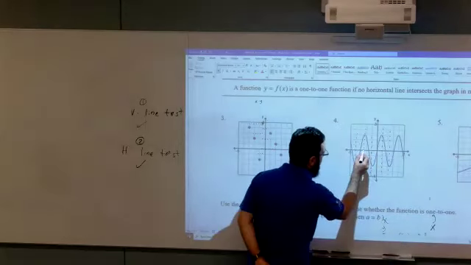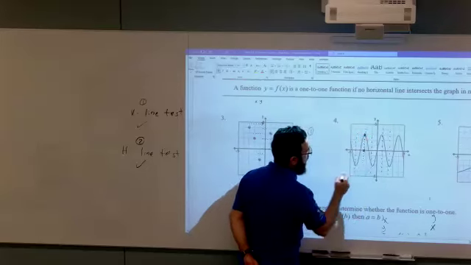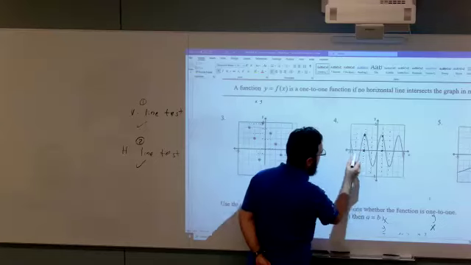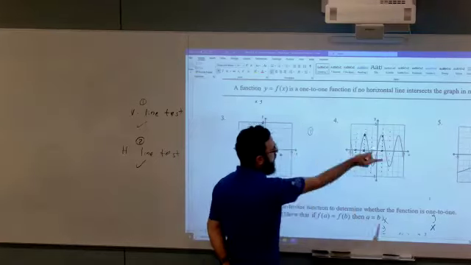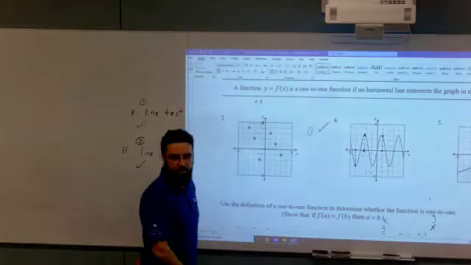Each X intersects with the graph at what point? The X here intersects with the graph at this point. The X here intersects with the graph at this point. The X here intersects with the graph at this point. Check all the lines, it's fine. So the first condition is satisfied.